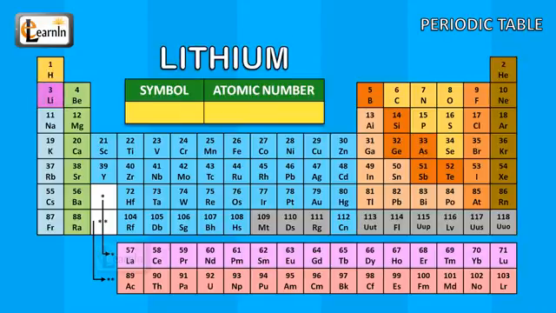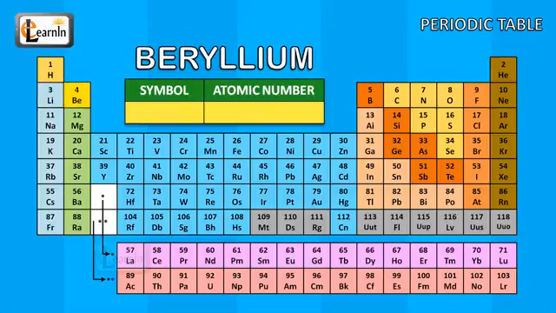The element lithium is represented as Li and has an atomic number of 3. The element beryllium is represented by Be and has an atomic number of 4.